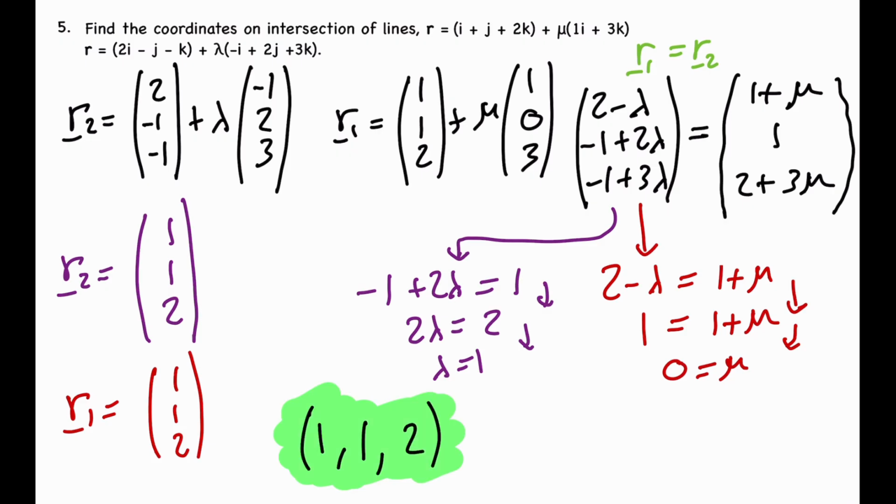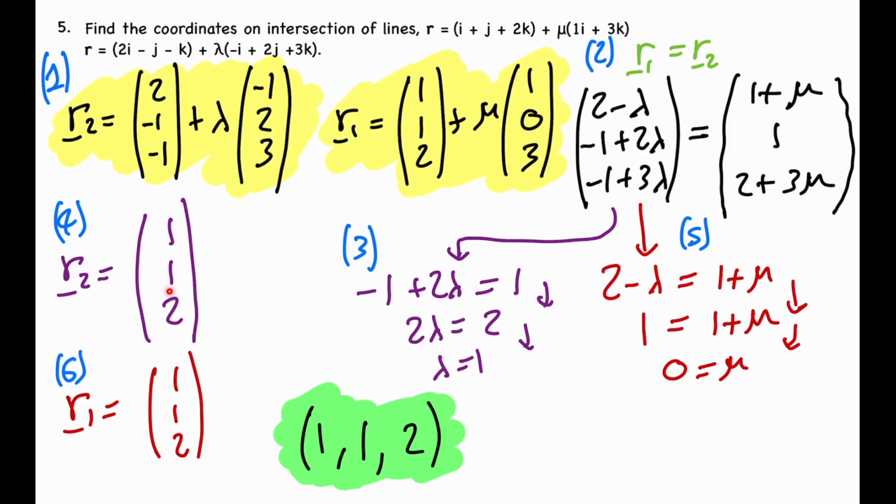So just to recap, we used the two equations, this one and this one. Then we equated both of them and found our lambda, and substituted into one of the equations. Then we found a point here, and then we found our mu, and we confirmed that it was the same as the other equation. So therefore, last step, they intersect at (1, 1, 2).